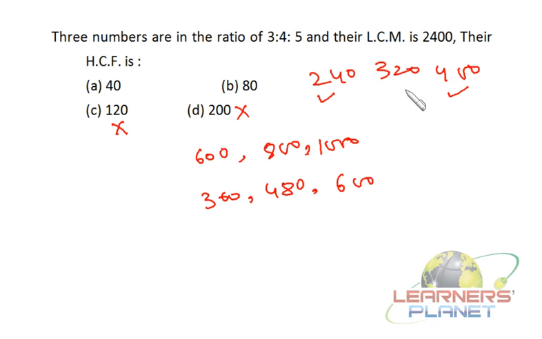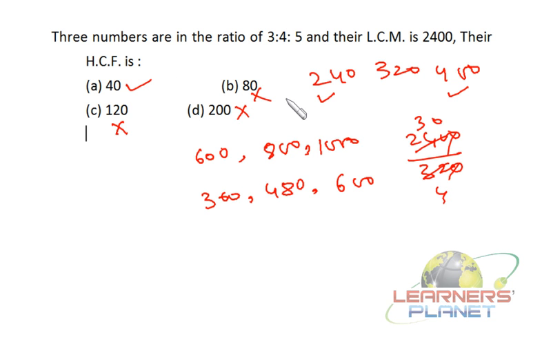Okay, and from 320, 2400 by 320, 8 fours are 32, and we get a remainder. No, it's not divisible by 320. So the last option which is left with us is 40.